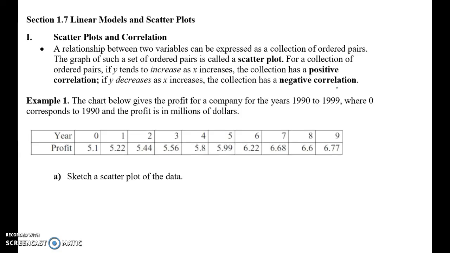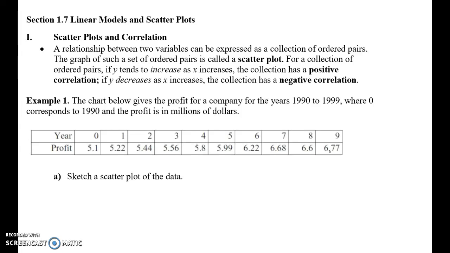Example 1. The chart below gives the profit for a company for the years 1990 to 1999, where 0 corresponds to 1990, and the profit is in millions of dollars. So here are the years, 0 through 9, and here's the profit in millions, 5.1 to 6.77 for the range there. It says sketch a scatter plot of data.